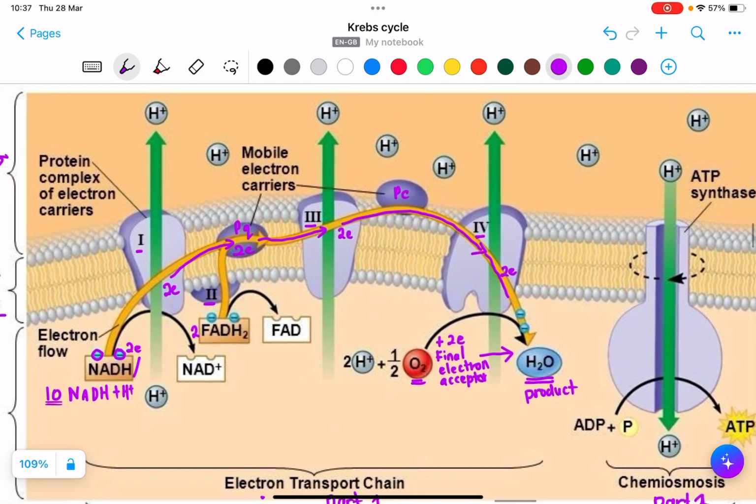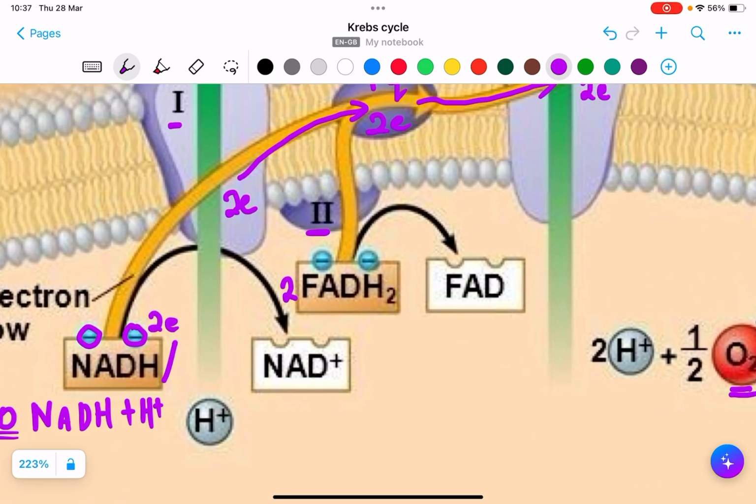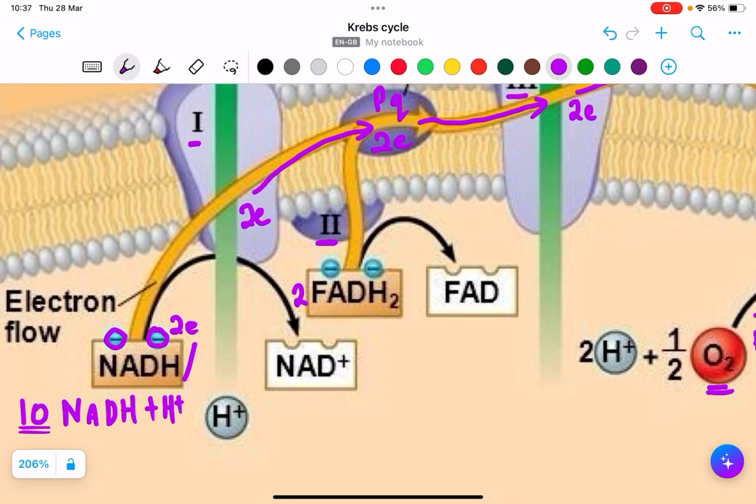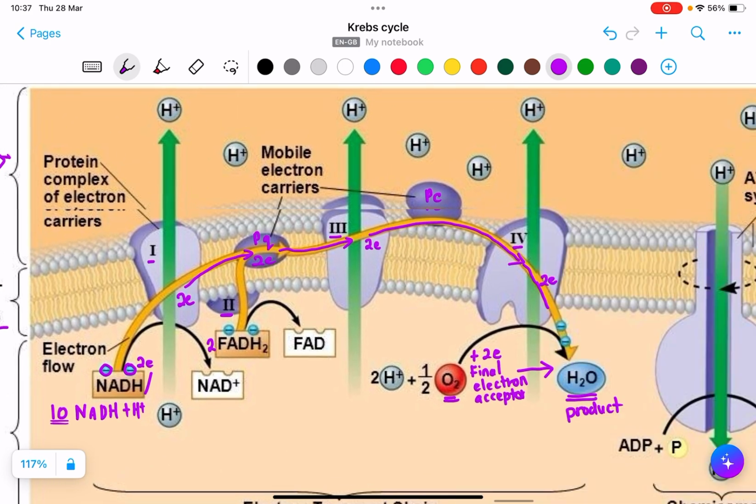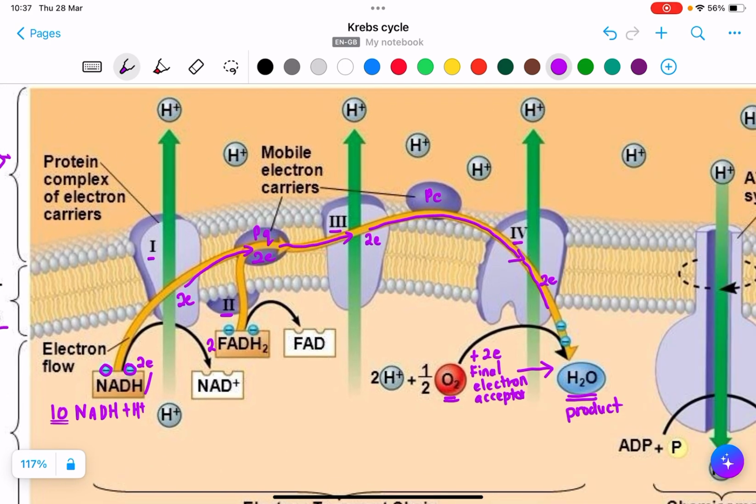So that is basically the pathway for electrons coming from NADH plus H plus or NADH. You can use both. So as the electrons transfer from one complex to another complex, we know that the electrons are moving through complex 1, complex 3, complex 4. That's what happened.